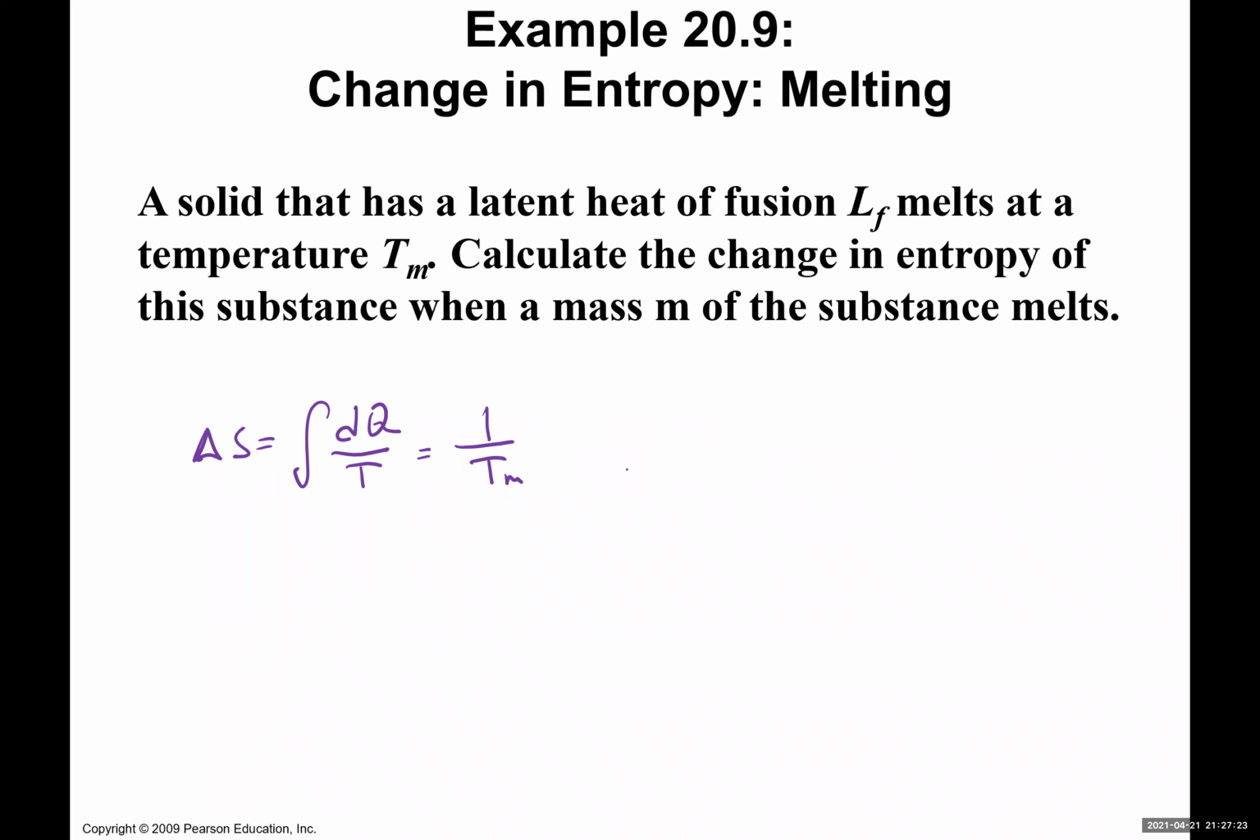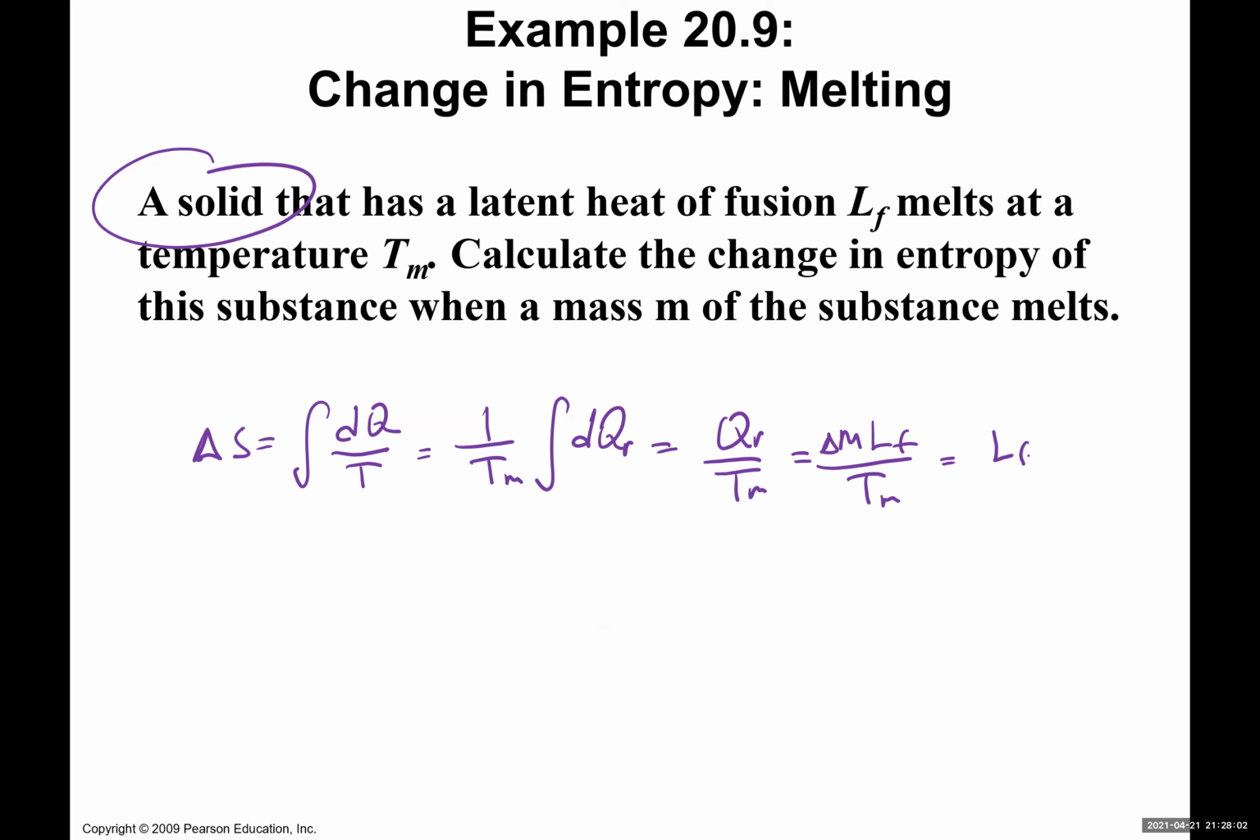So technically, I don't know if it's an ice cube or not. So I'm just going to write whatever solid object this is. It's 1 over the temperature, its melting temperature. Then the integral of dQr. All right, so then the integral of dQr is basically going to be Qr over Tm. And this is the latent heat. So mass, delta m times LF, then divided by Tm. Okay. That means that's basically the equation that we have, or we can just write it in terms of LF times m divided by Tm.